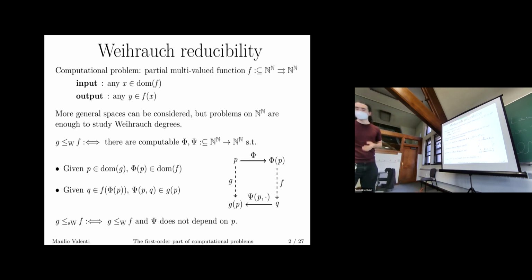A slightly stronger notion is the one of strong Weihrauch reducibility, and it's defined like this: it's the case when C does not have access to the original input P, but only has to work with the solution provided by F.